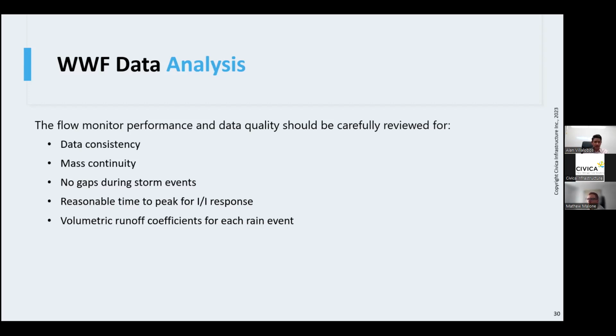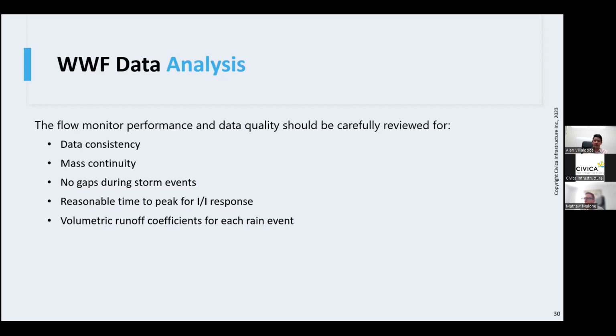Reasonable time to peak for I&I response. So I will show some examples where you may have a storm event that happens, I don't know, at 12 p.m., and then you have the I&I that happens at 2 in the morning, the spike at 2 in the morning. So again, you need to start questioning if this is because of the data that you downloaded, or maybe there's a pumping station that now is releasing the flows very late after the storm event. Start questioning yourself why that happens.